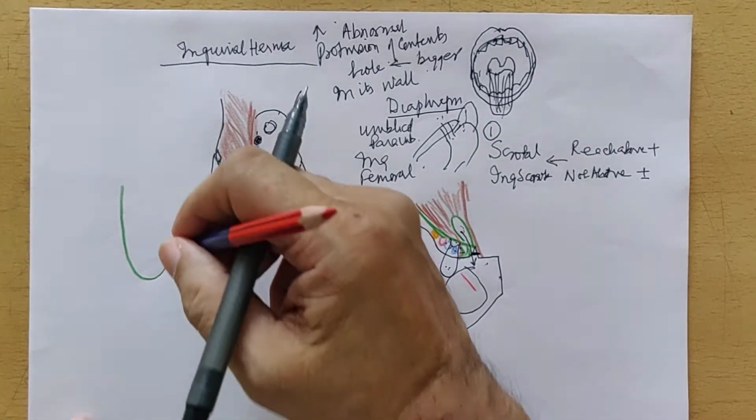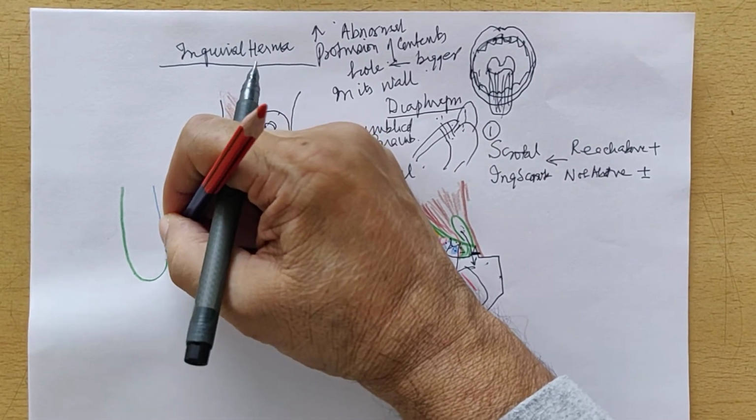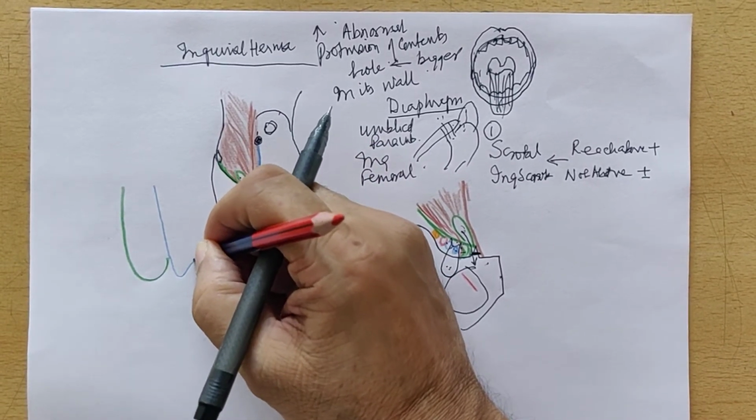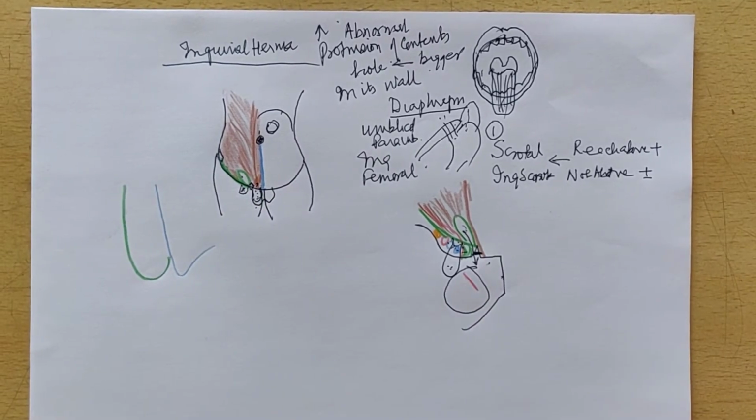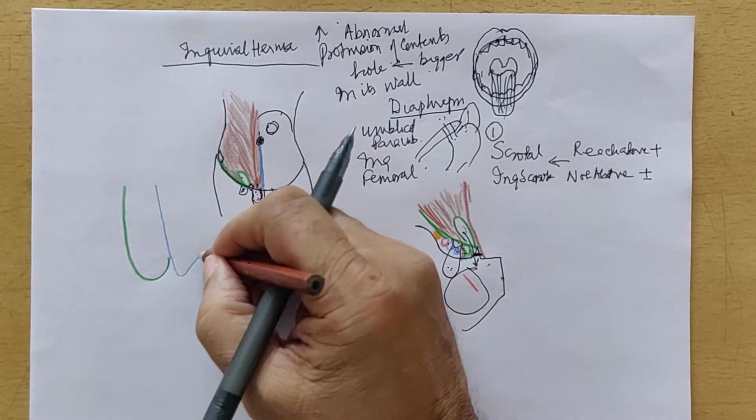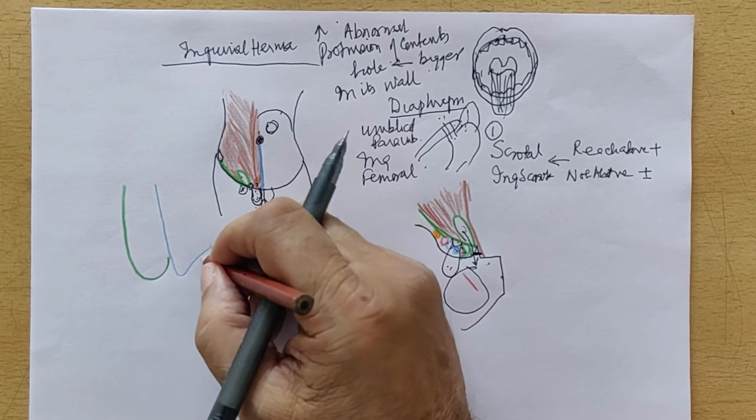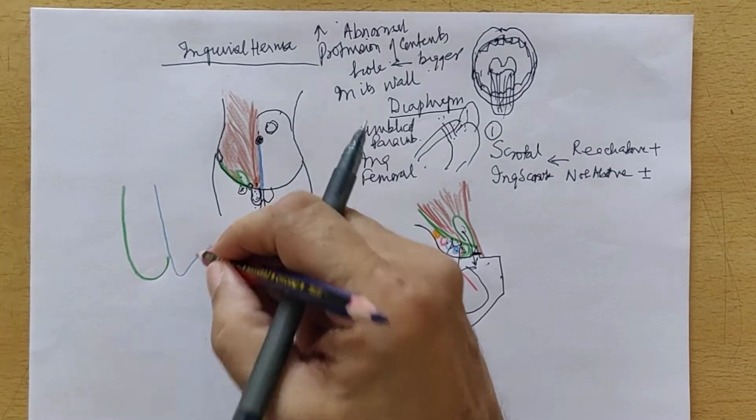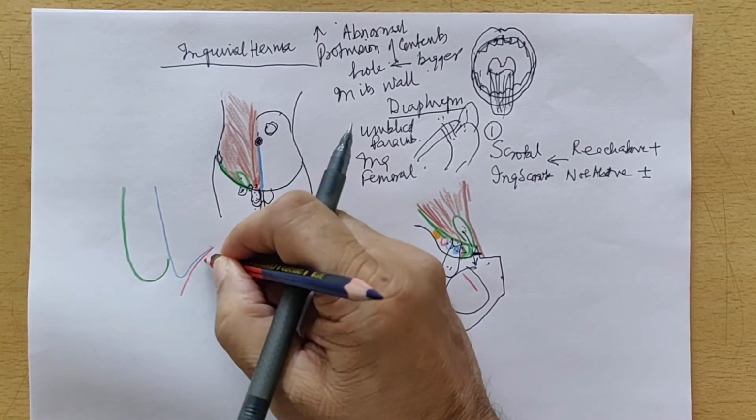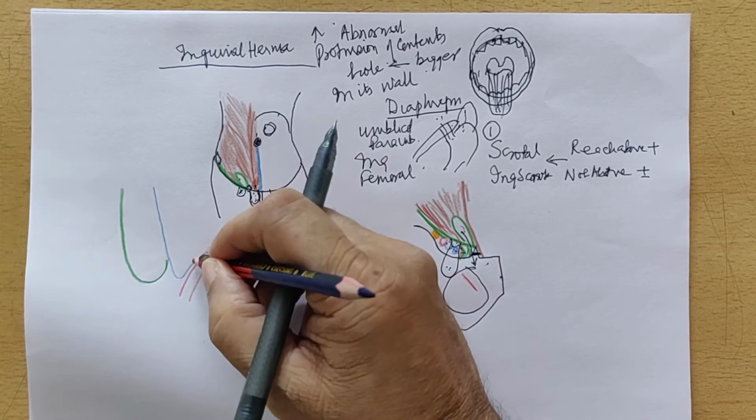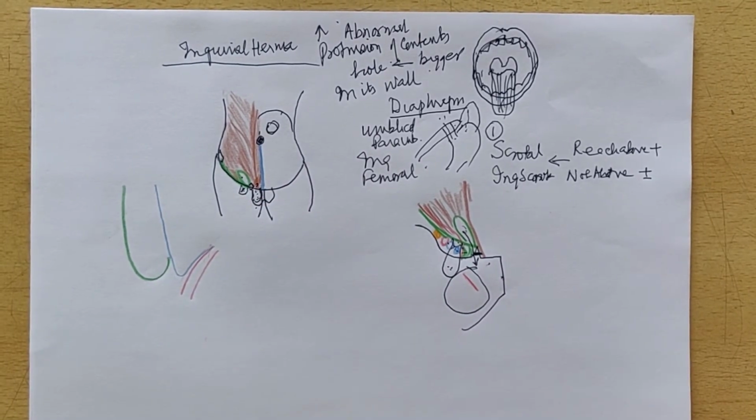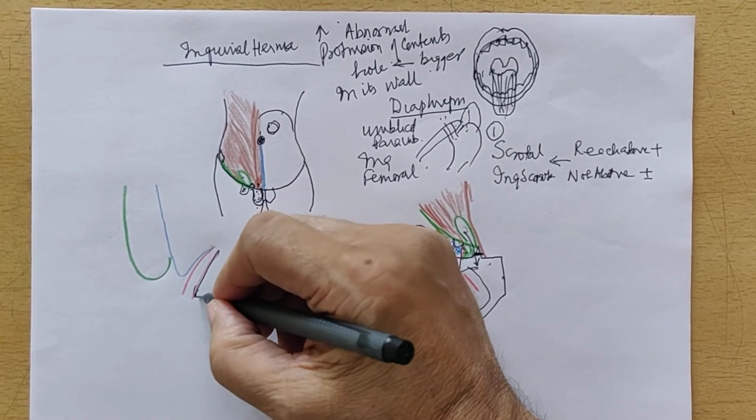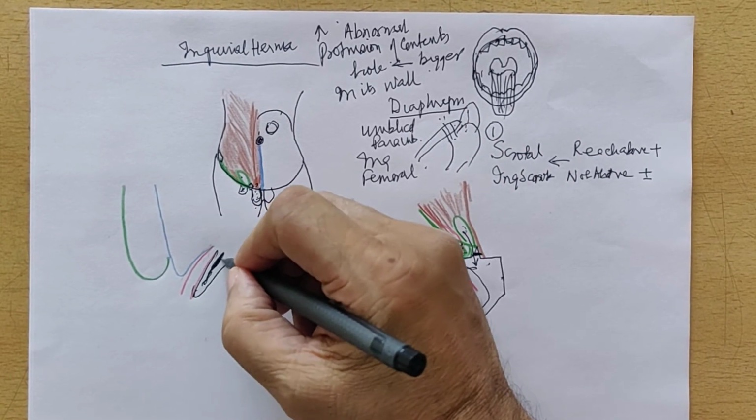Behind this you have the fascia transversalis, which comes like this and goes on to the iliopsoas muscle. Let us say we are at the level of the artery, vein and nerve. It goes on to cover that, and behind that you have the bone.